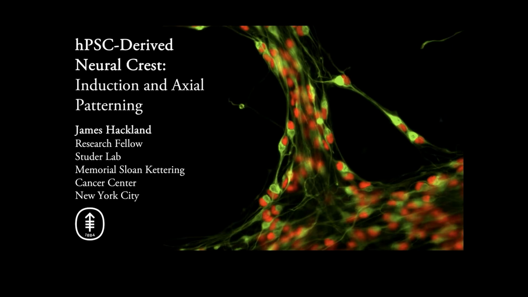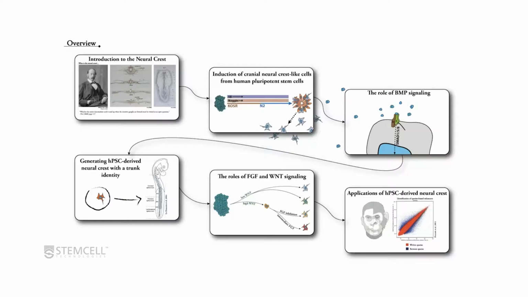The image I'm using for my title slide depicts sensory neurons expressing islet-1 and peripherin that were generated from human pluripotent stem cell-derived neural crest. So I'll start today by introducing the neural crest, first from an evolutionary perspective and then from a developmental perspective, with a tiny bit of history thrown in.